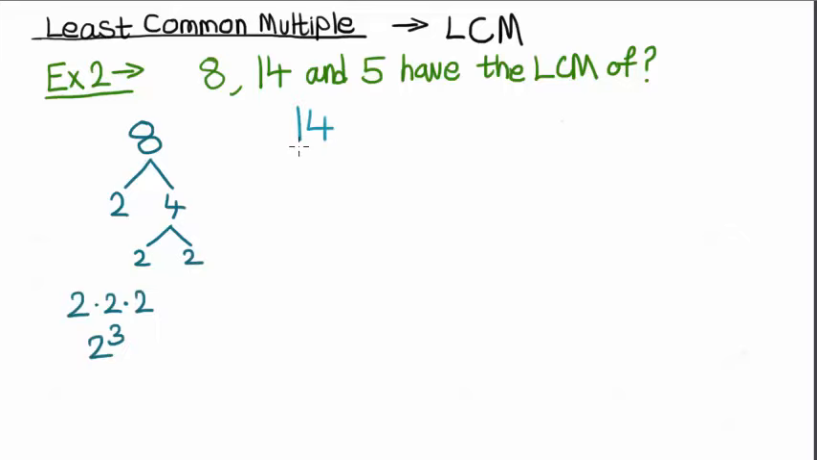The prime factorization of 14 starts out by finding the smallest prime factor for the number 14. In this case, that number is 2. So on one branch I have the number 2, and on the other branch I have the number 7. Now since both the numbers 2 and 7 are prime, I am done with my prime factorization. Lastly, the prime factorization of 5 cannot be done because 5 is in itself a prime number. Therefore, the prime factorization of 5 is simply 5.